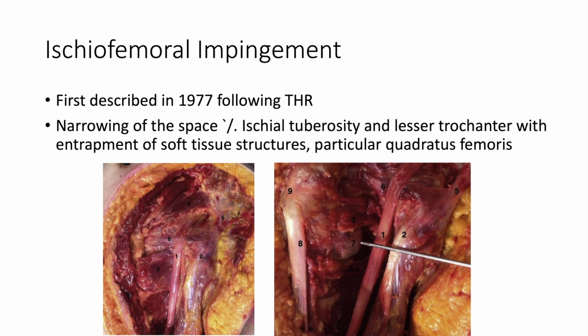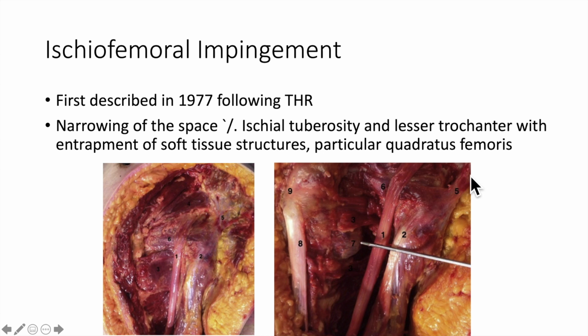I will just cover the ischiofemoral impingement, and I will be done. It was first described in 1977, following total hip replacement. What it describes is a narrowing of the space between the ischial tuberosity and the lesser trochanter. What is at risk here is the muscle called the quadratus femoris.